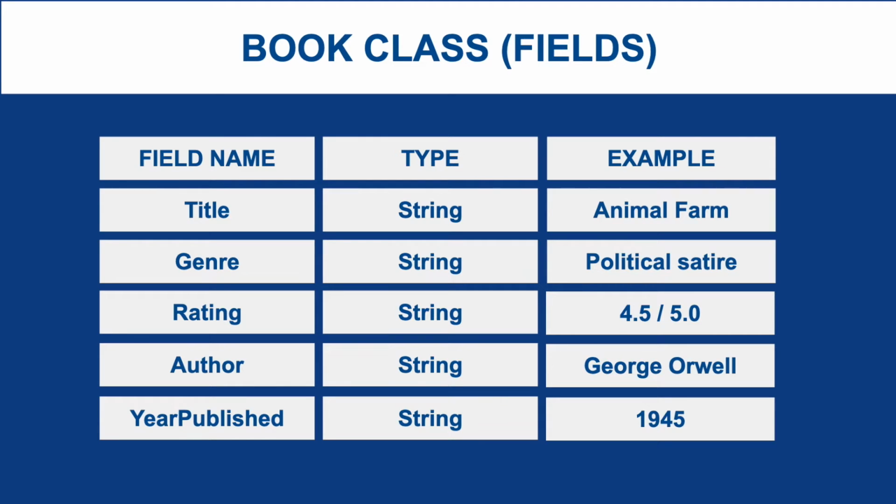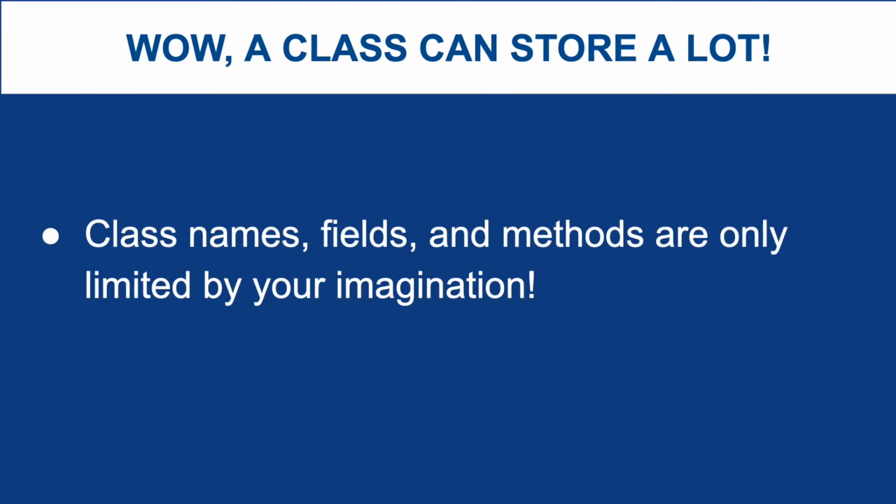And you could create many different kinds of books. You could create a book about The Old Man and the Sea. You could instantiate one referring to The Grapes of Wrath, all kinds of books. You could just make up all of this data yourself. So yes, wow, a class can actually store a lot. You could create just an unlimited, basically, number of fields.